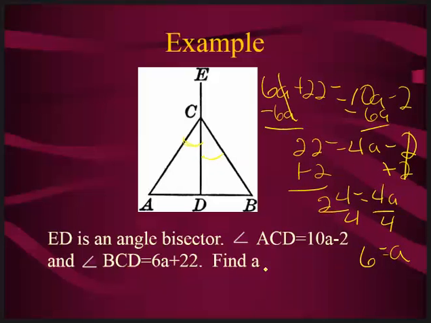Again, that answers the question, but if it asked me to find the measurement of either one of these angles, I'd have to go plug it in. And I could plug it in either place. Would I need to do both? No, because they're congruent. Once I find one, I should know the other. Here's another.